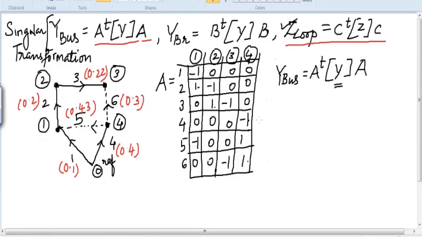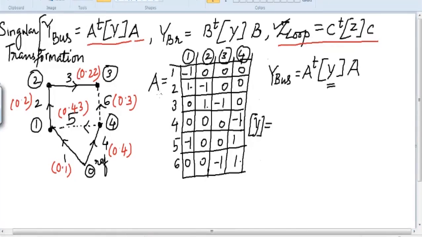Now for calculating Y, it's very easy to calculate the self-admittance matrix. If Z is the self-impedance matrix, this is the self-admittance matrix. So how do we calculate it? Let us see this matrix. As we all know, we are going to follow the singular transformation technique. In the singular transformation technique, only the self-impedances are considered. The mutual impedances are not considered. So we only fill the diagonal elements. The off diagonal elements are always taken as 0.